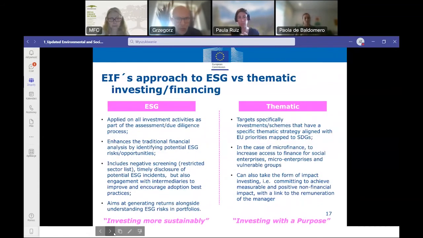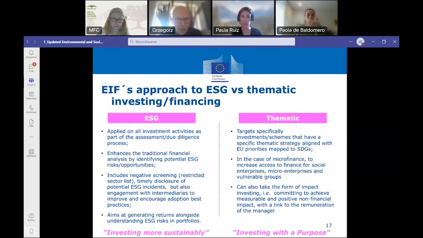What I've mentioned during this part of the presentation is on the left hand side of the slide. Through our ESG framework that we are applying for all activities during due diligence, we are doing that not only because it's a priority for the Union, but also because it enhances the traditional financial analysis by identifying potential ESG risks and opportunities that may hamper in the long run the financial sustainability of intermediaries and of final beneficiaries. So we are mainly focusing on the negative side of the screening, but we are also trying to incorporate good practices with regards to, for example, engagement or the provision of additional financing on environmental and social related areas.